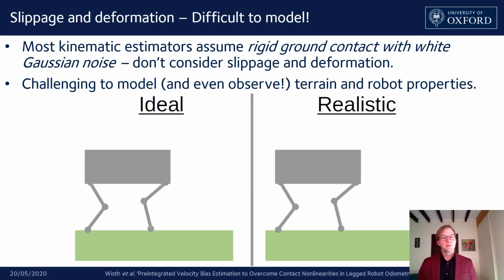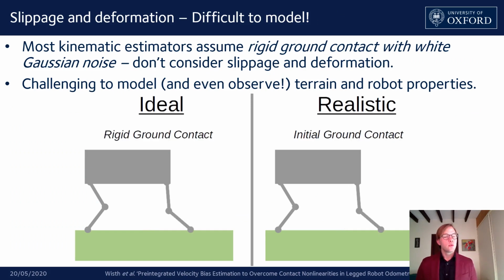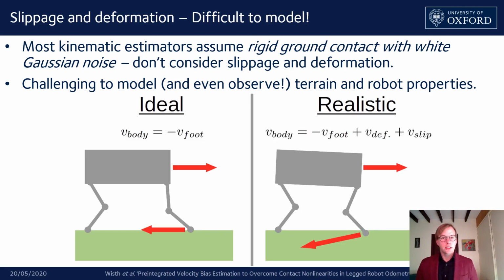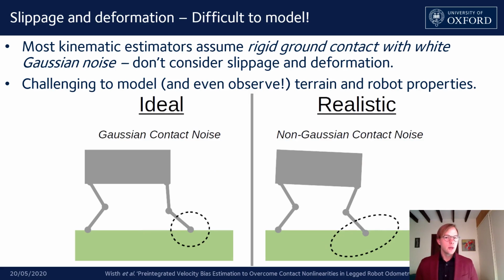conditions. One of the main reasons for this drift is that most kinematic inertial estimators assume rigid ground contact with white Gaussian noise. This enables the very simple measurement model that if the foot is in rigid contact with the ground, the velocity of the robot must be equal to the opposite of the foot velocity.